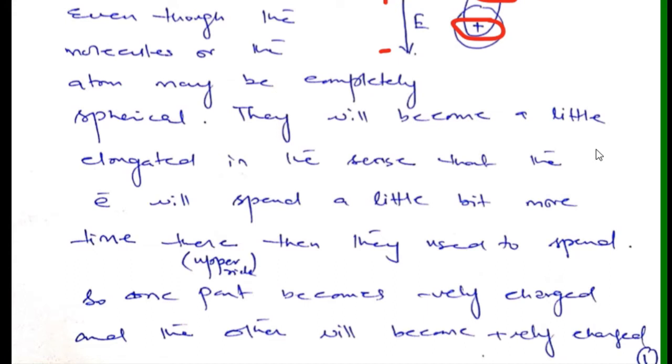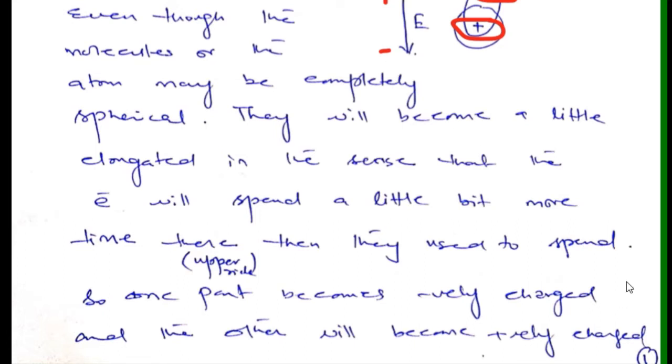I'll simply read the lines just to make sure कि तुम लोगों को ये चीज़ क्लियर होगी है. It happens that they will start spending a little bit more time on the upper side, the negative charges, because the positive charge is over there, and the positive charges, they will spend a little more time at the lower side because we have negative charges over here.